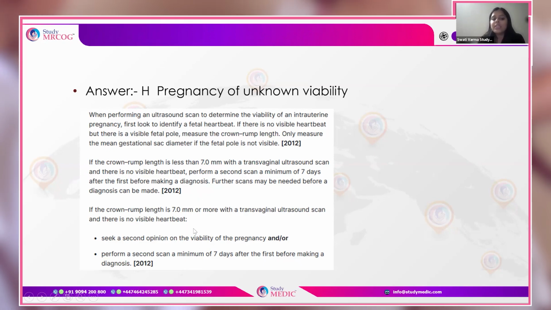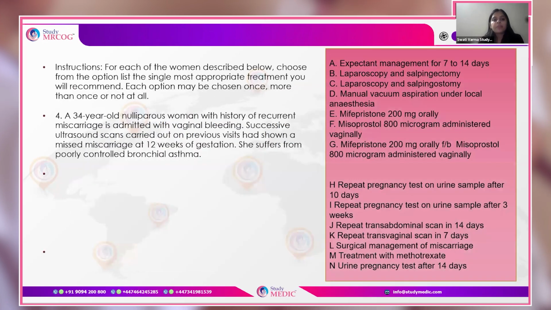If she is 7 mm or more on TVS and she is not having visible heartbeat, then you can go for either of the two. Either seek a second opinion on the viability or perform a second scan 7 days after the first one. So this should be your approach.